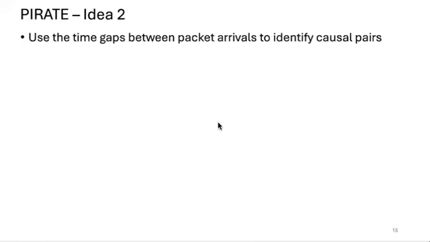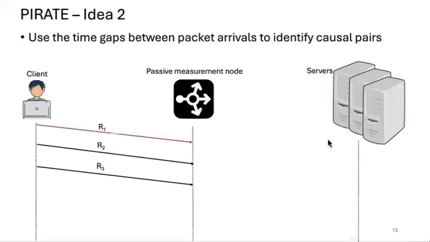So the second idea, if we have the causal pairs to measure the latency, how can we identify these causal pairs? The main idea is to use the time gaps between the packet arrivals to identify these causal pairs. A single request can be split into multiple packets from the client. In this example, R1 through R3 are part of the first request, represented by batch P1.